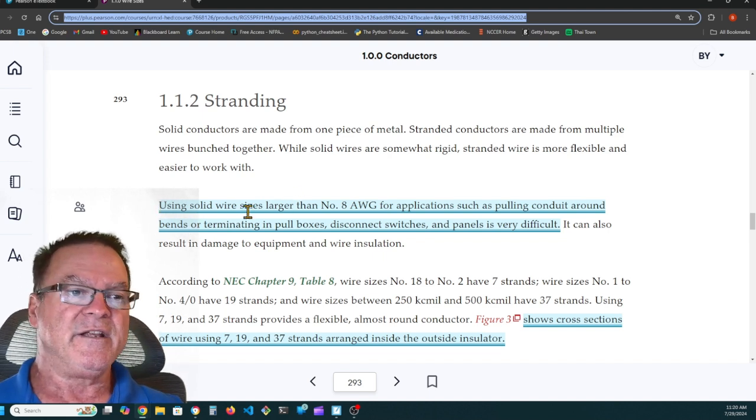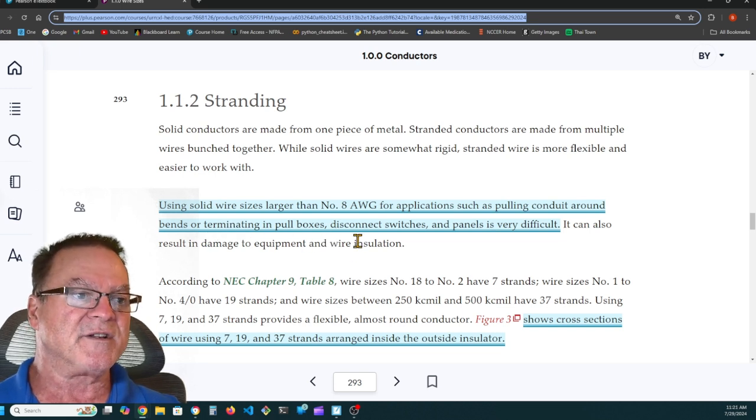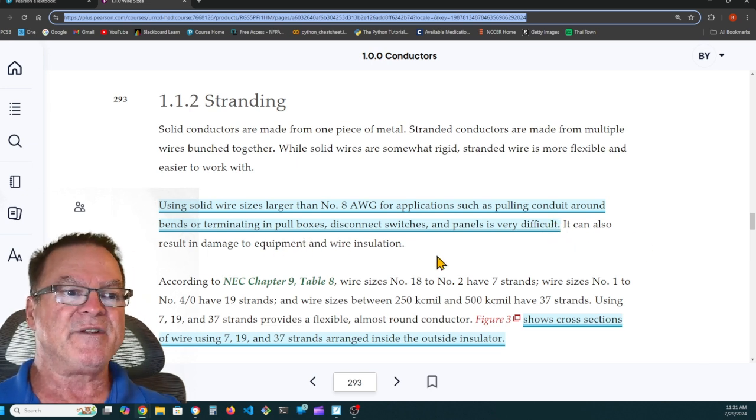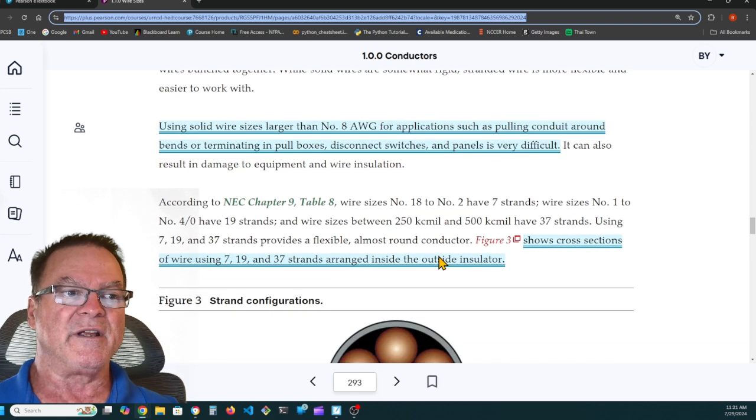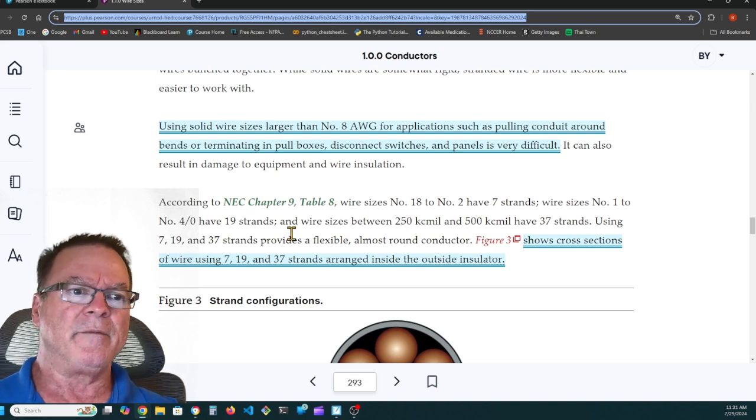Here's a highlight. Using solid wire sizes larger than number 8 gauge for applications such as pulling in conduit around bends or terminating in pull boxes, disconnect switches, and panels is very difficult. It can also result in damage to the equipment and the wire insulation. So anything larger than a number 10 wire pulled in a conduit, we pull stranded wire.